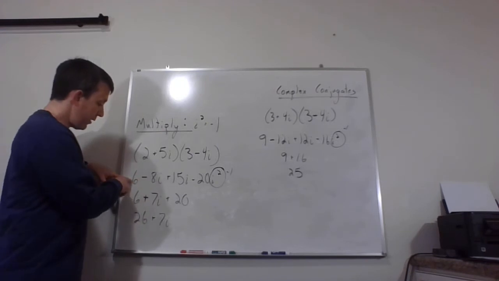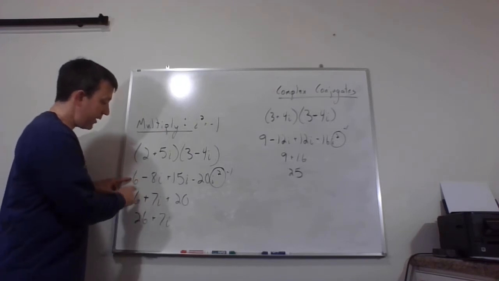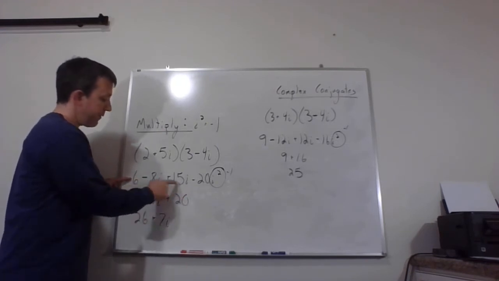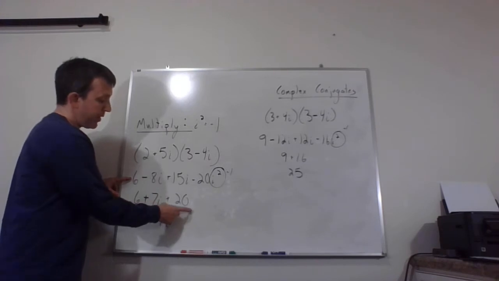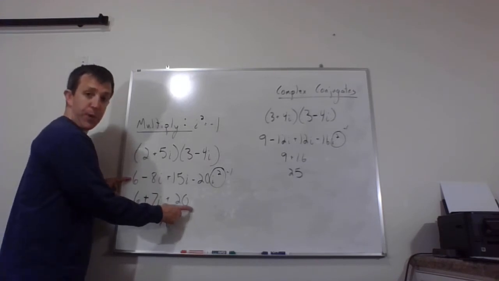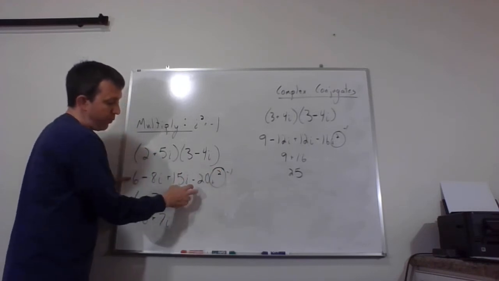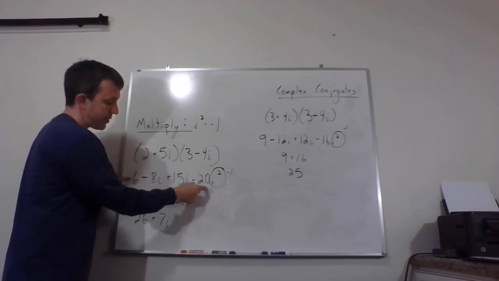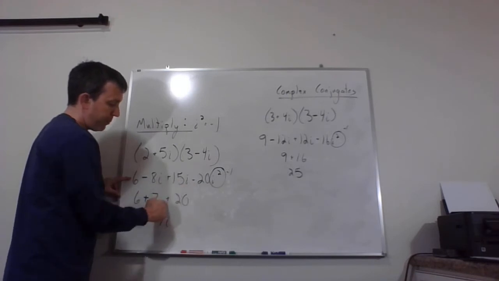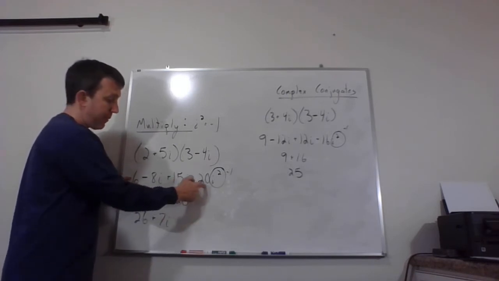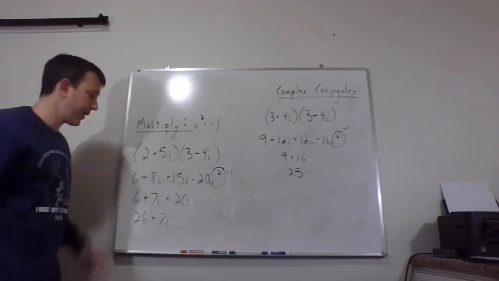So you'll see, going from line 2 to line 3, I combined like terms: -8 and 15 made 7, but I also got rid of the i squared. Right? i squared is -1. But since it's -1, all that happens is that we just keep the number, the 20, but change its sign. So instead of it being a minus 20, we have a positive 20.